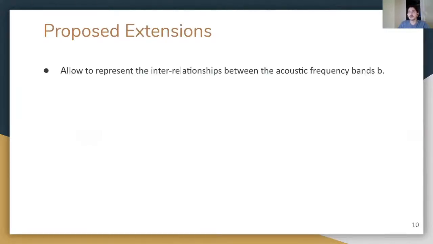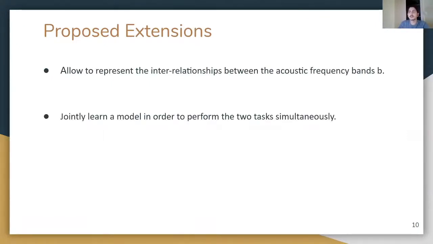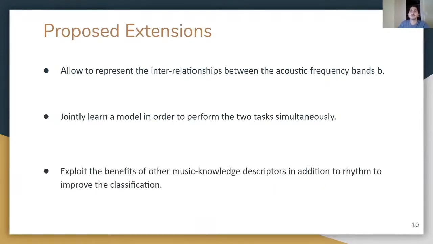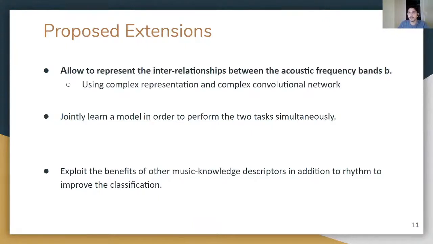So we want to allow to represent the interrelationships between the acoustic frequency bands. We want to gently learn the model in order to perform the two tasks simultaneously. And finally, we want to exploit the benefits of other music knowledge descriptors in addition to rhythm in order to improve classification. For the first extension, we would like to allow the model to take into account the interrelationships between the different acoustic frequency bands.